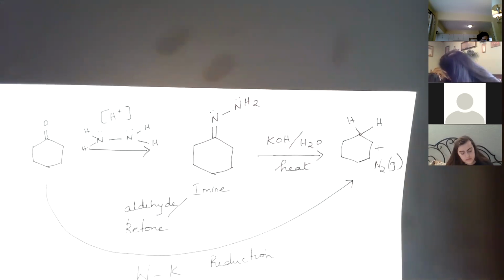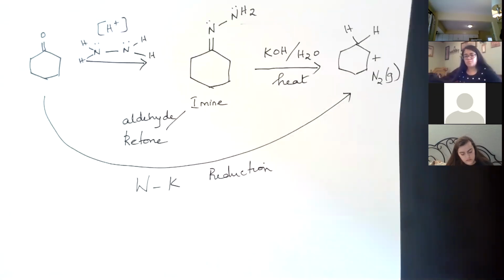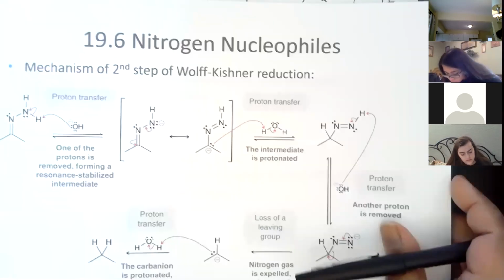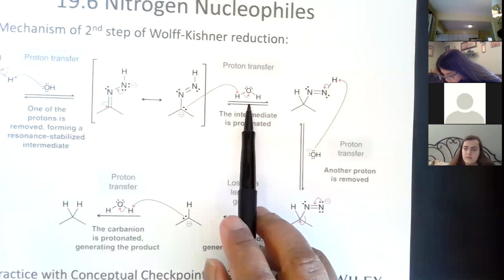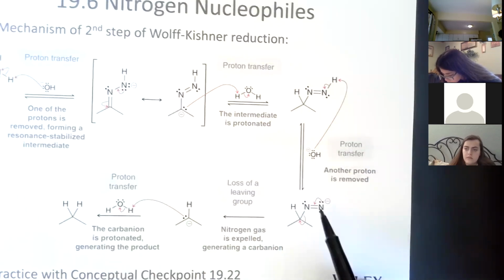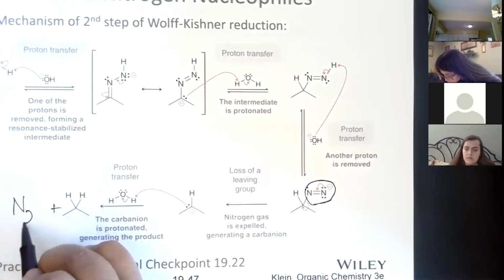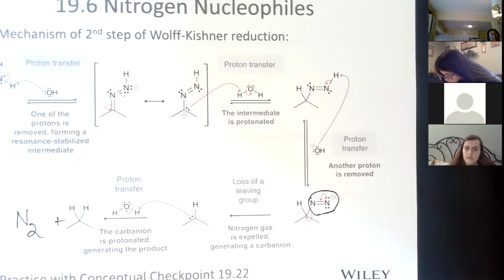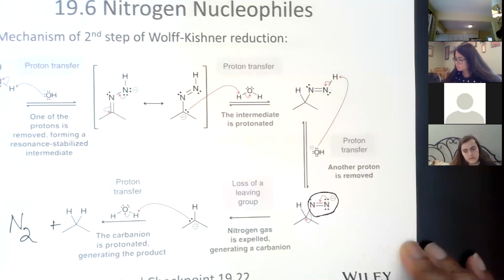The next slide has the mechanism for the second step of the reaction. And you can look at it and see how the changes happen. Started off with the OH, proton transfer. So you have to get rid of the N2, see that? And then it escapes as gas. You don't have to know this mechanism in detail, but you'd have to know the reagents used and the products formed.